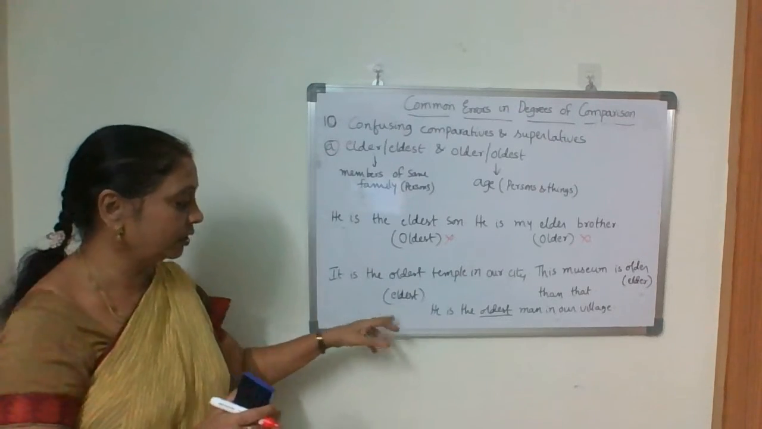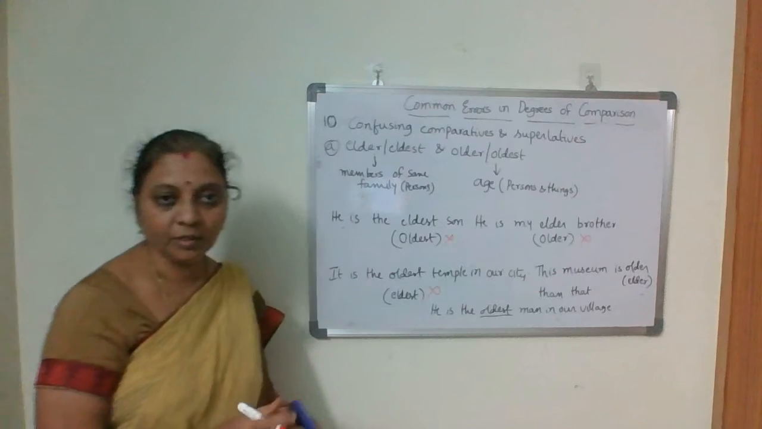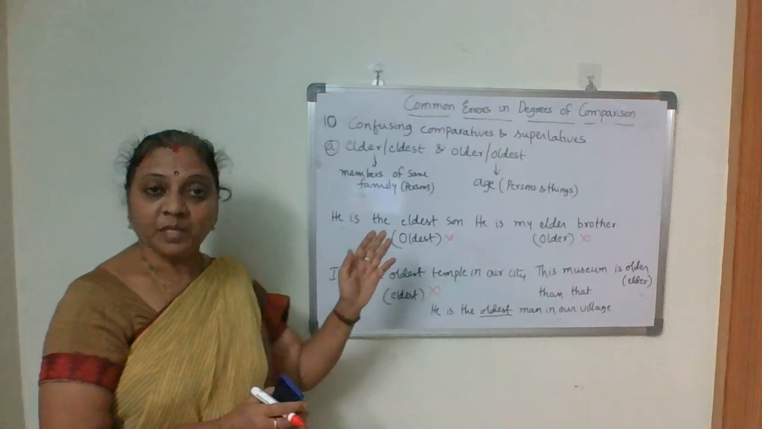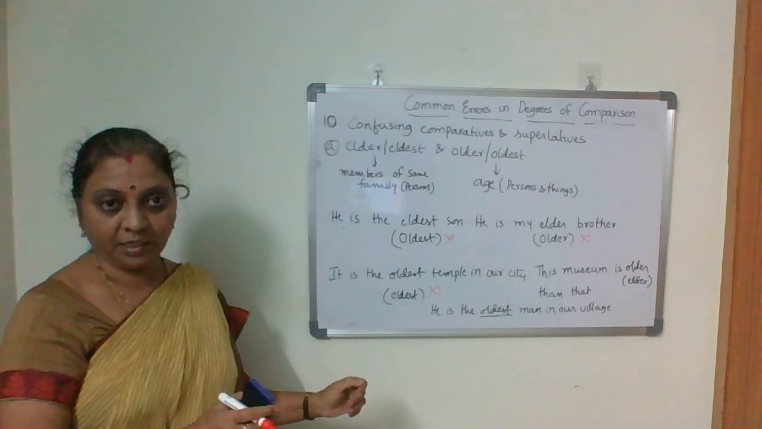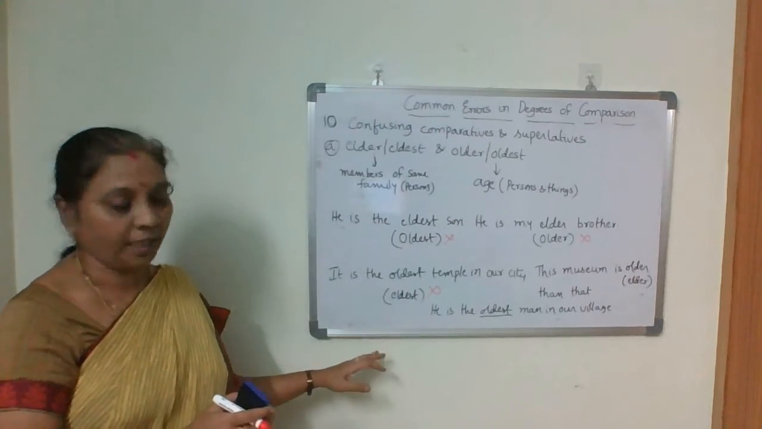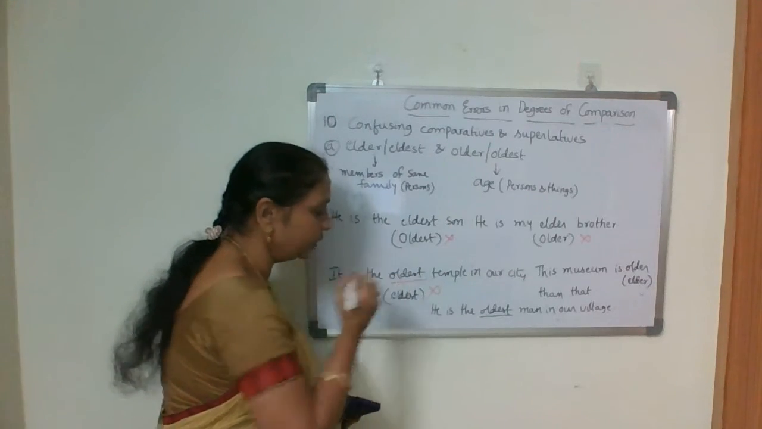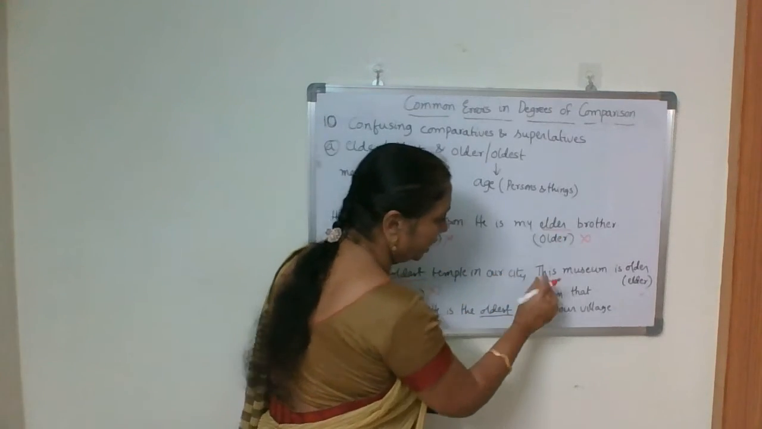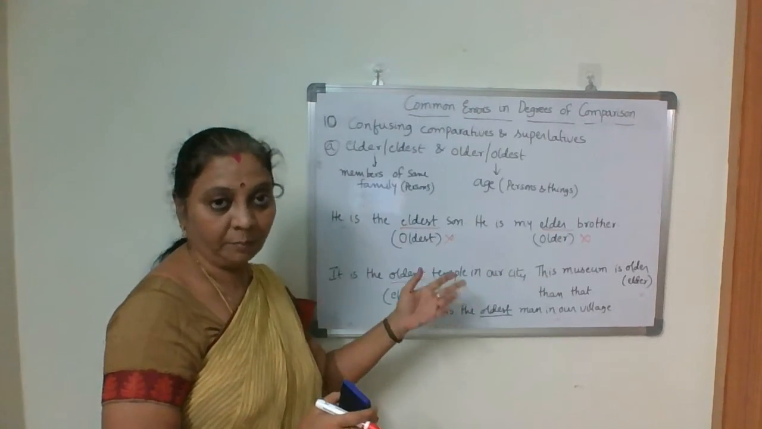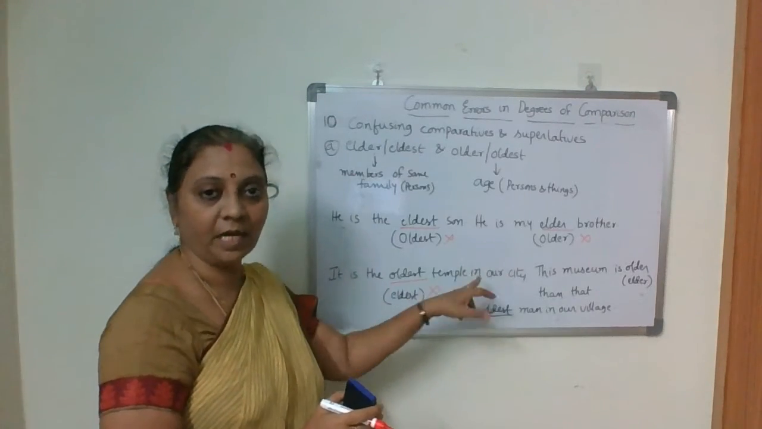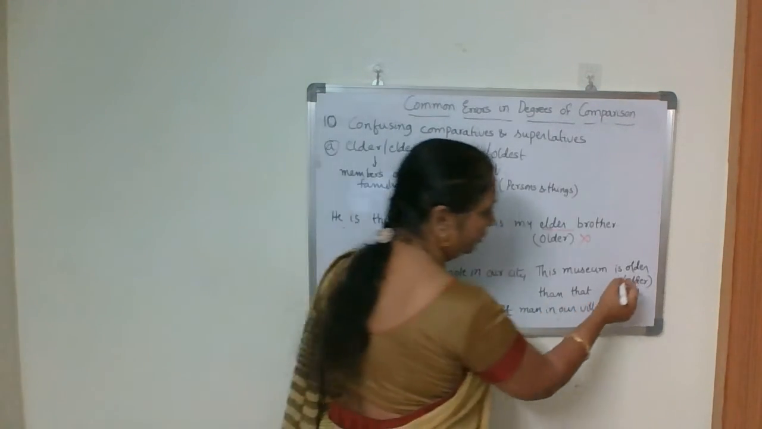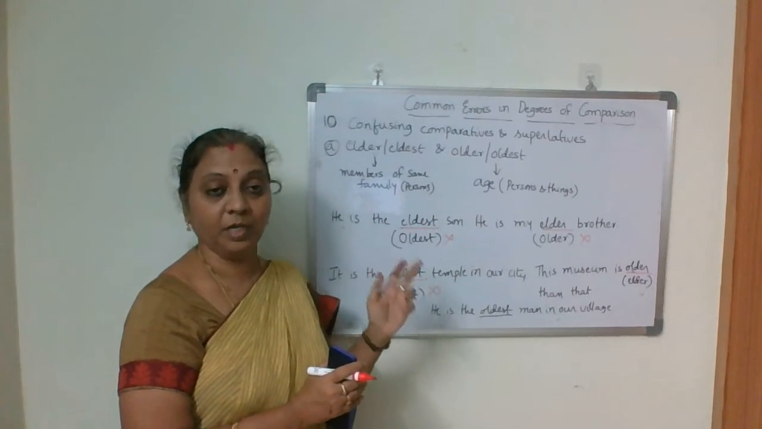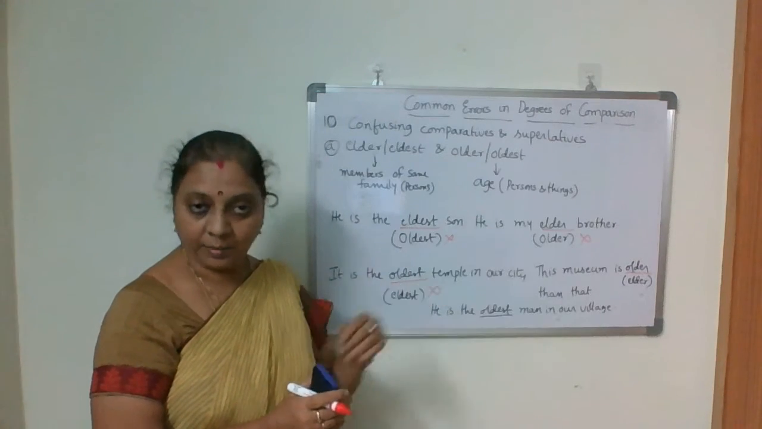Oldest temple. You should not say it is the eldest temple. You are talking about age, the oldest one. That was maybe in the 60s or 70s or much earlier than that. So oldest, talking about age. In such cases you have to use oldest, not eldest. Another one, when you compare, this museum is older than that. Only older you have to use, not elder, because it is a comparison between two things. This museum is older than that museum.